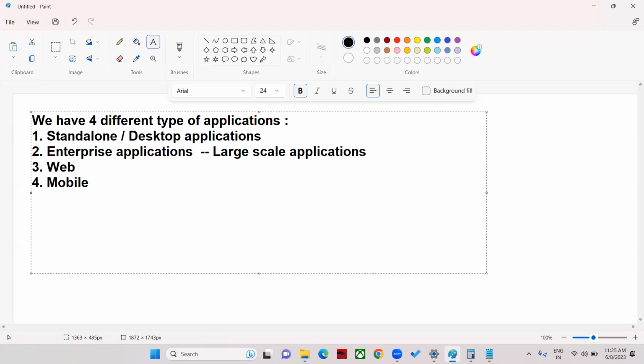Okay, next one, web application. Can you give me any example of a website? Facebook.com, Instagram.com, Google.com. These are all basically websites. See, there is a difference between web application and website. I'll be demonstrating this concept whenever we come across the front-end concepts. Okay.